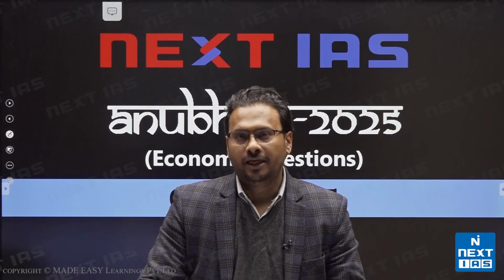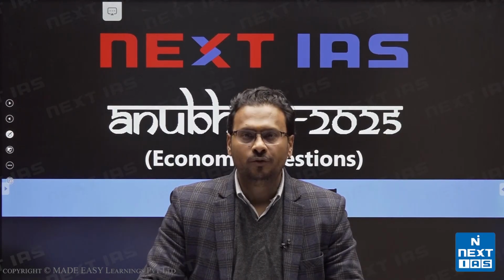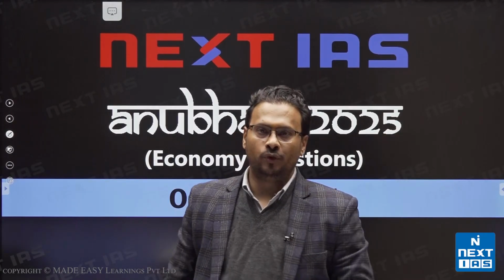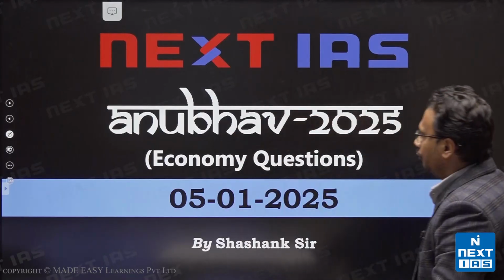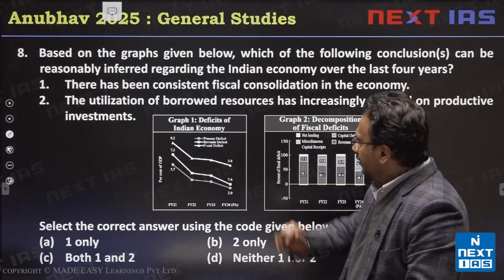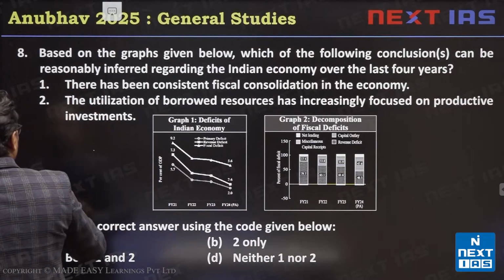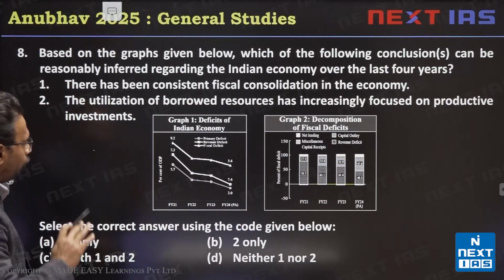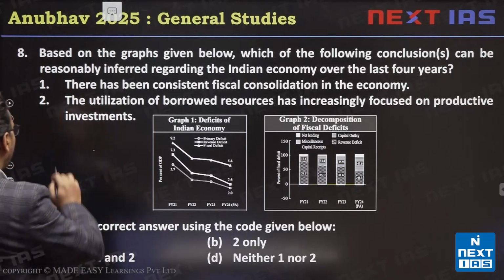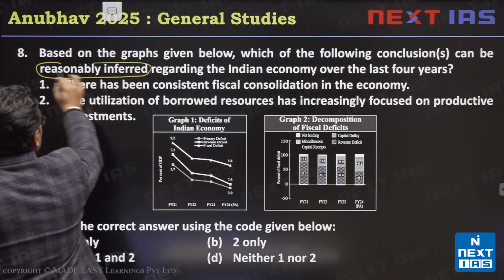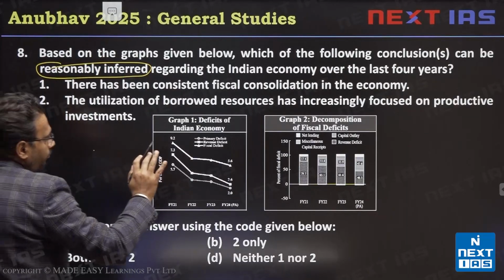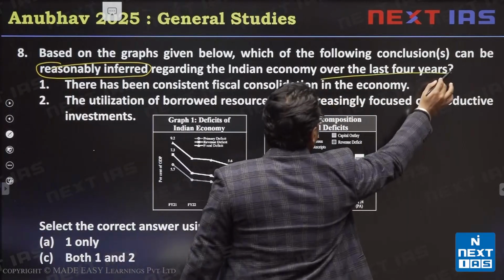So let's dive into the discussion of Indian economy questions in Anubhav 1. Start with the first question of Indian economy. Question number 8. It says that based on the graphs given below, which of the following conclusions can be reasonably inferred regarding the Indian economy over the last 4 years?